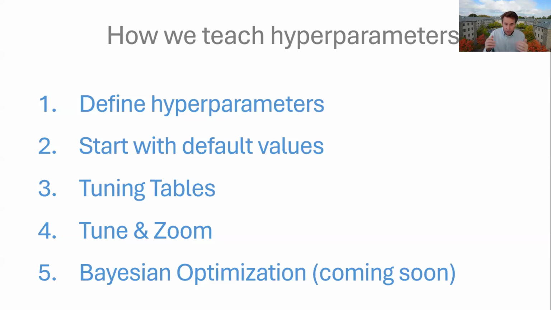I open up JMP. I've got this business problem. I want to build a predictive model. I use the defaults, I hit go, and I have my model with its baseline profit. Now we ask the students, can we do better? Can we get more profit than that? To do that, we teach two things. One is the tuning table. That is a method for more efficiently finding what the hyperparameters should be. Then we build on that with a method of tune and zoom, using tuning tables to further refine those models. And then we're very excited about JMP's new Bayesian optimization tool.